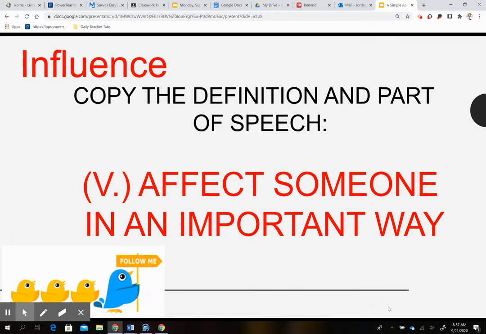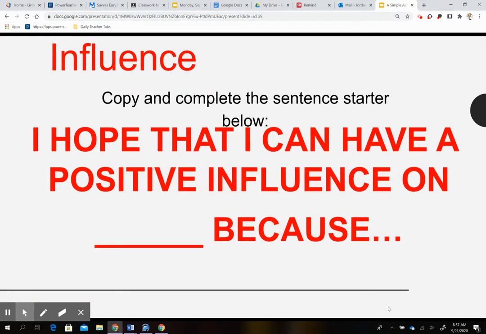All right, let's move on and look at our sentence starter. I hope that I can have a positive influence on blank because. So who or what would you want to have a positive influence on and how would you want to influence them? You can insert the name of a person. You can also put the environment or the planet.